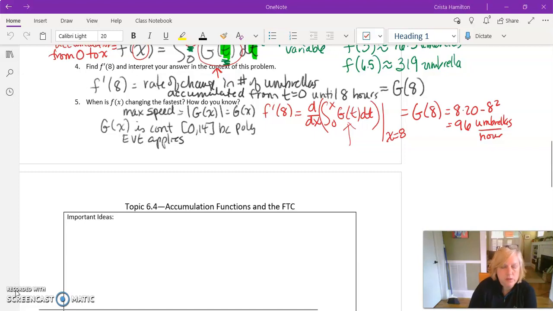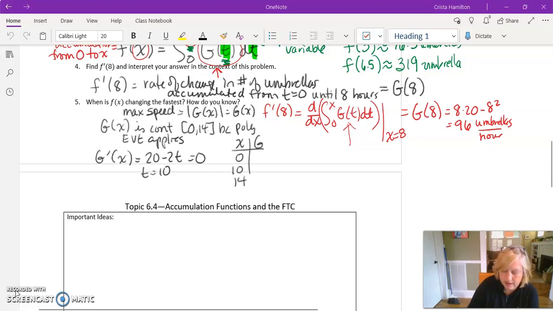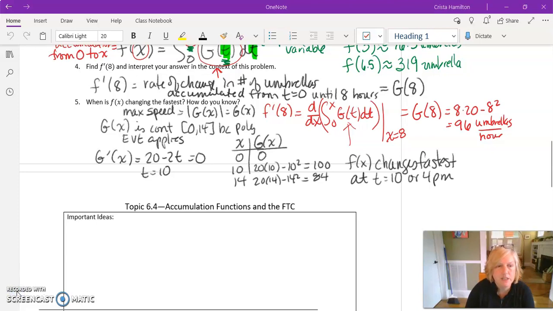The next thing that we're going to do is calculate our derivative, g prime of x, and our derivative for this one is going to be 20 minus 2t, and that's going to equal 0 at t equal to 10. So for our discussion, we need to look at our input of 0, input of 10, and 14, and calculate the rates of those to determine the max or the min. Went ahead and finished this out for you. Come back to part 2 of this video.